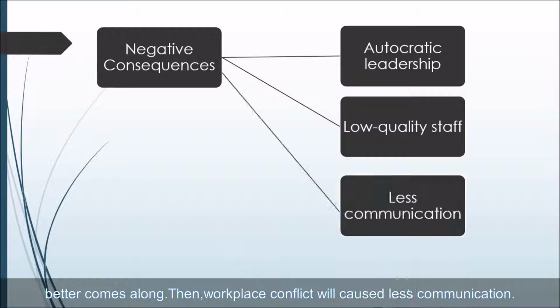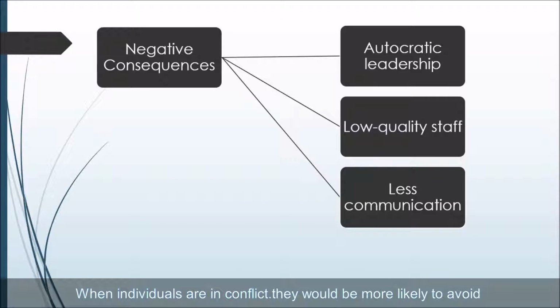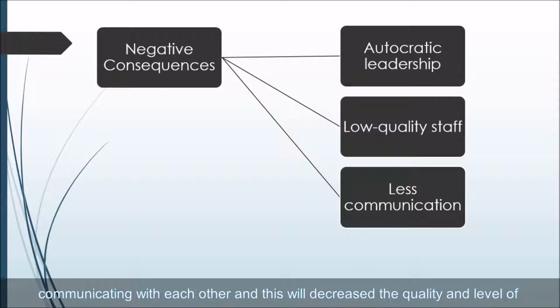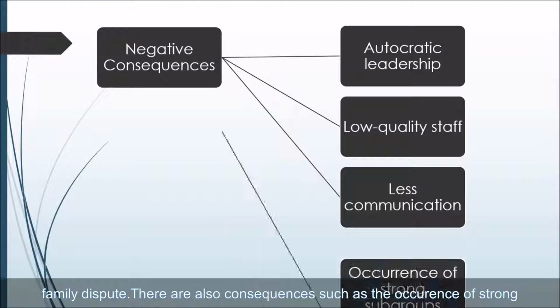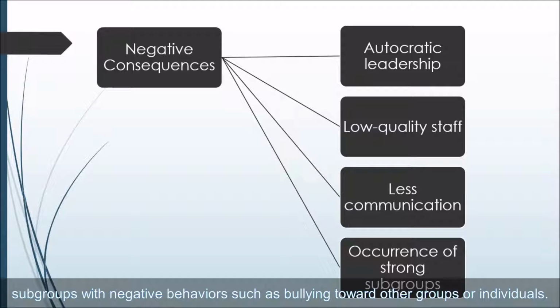Then, workplace conflict will cause less communication. When individuals are in conflict, they will be more likely to avoid communicating with each other, and this will decrease the quality and level of communication. This can normally be seen in any industrial dispute or even family dispute. There are also consequences such as the occurrence of strong subgroups with negative behaviors, such as bullying toward other groups or individuals.